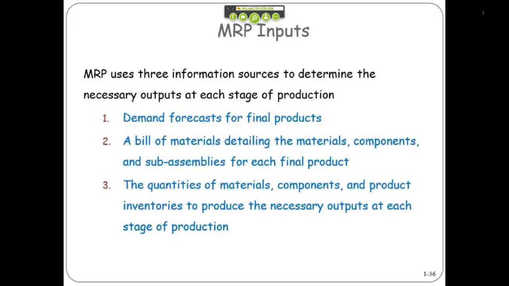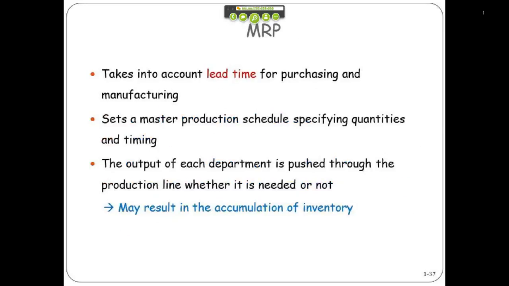So you use the demand forecast for the final product. You have your bill of materials, which we talked about, which are all the components needed to create that final product. And then you determine what inventory items you need to purchase in order to get to that final production level. And then once you get that inventory, you push. MRP is pushing. You create a master production schedule, and it's just pushed through the pipeline. And in the end, you may have accumulation of inventory because maybe the market didn't demand what you thought.